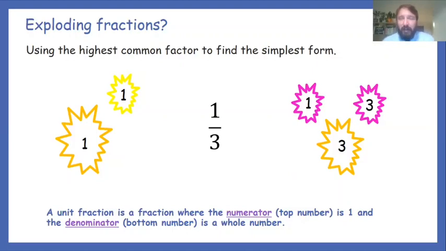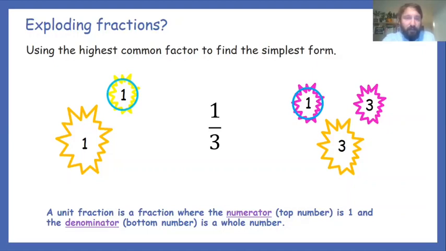Now I just wanted to go over some vocabulary here. So a unit fraction is a fraction where the numerator, our top number, is number 1, and the denominator, bottom number, is a whole number. Okay, this fraction is in its most simplest form. So as a unit fraction, it cannot be any smaller than this. Okay, it's known as a unit fraction when we have 1 as our numerator. Okay, and I'm sure you will see there that the highest common factor for this fraction is 1.